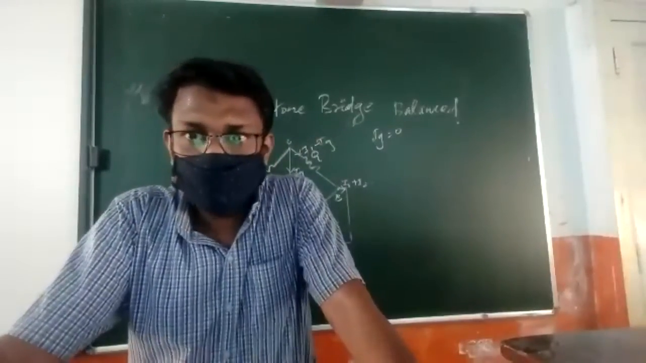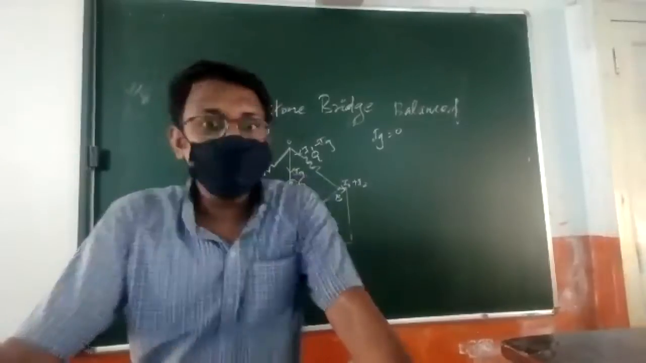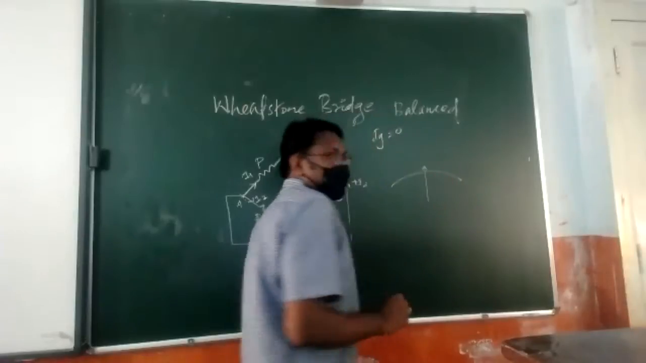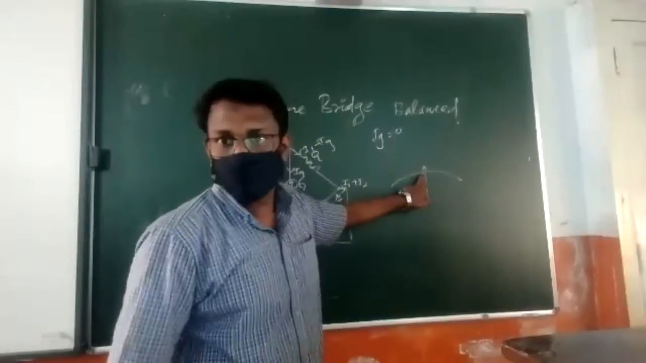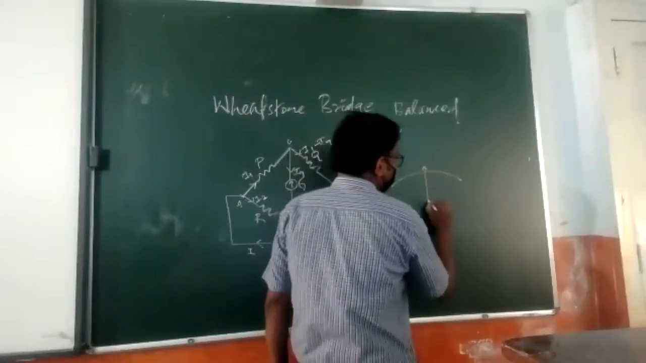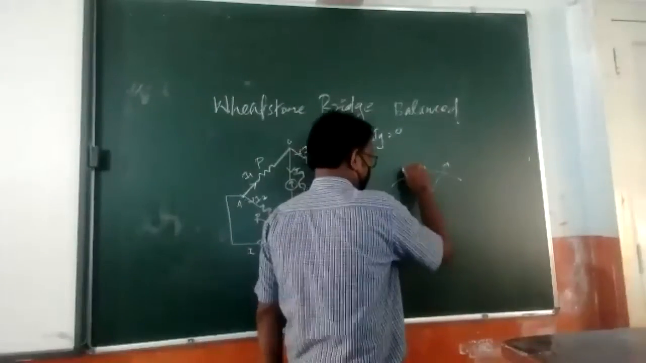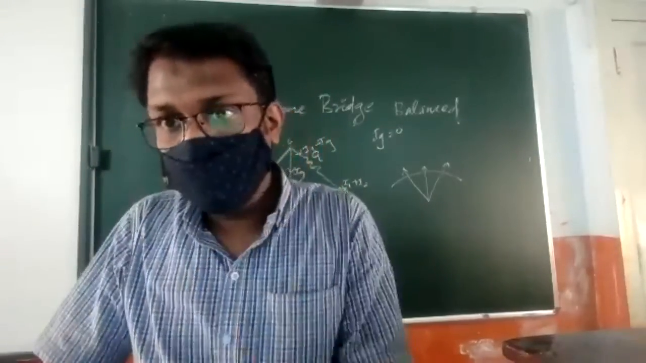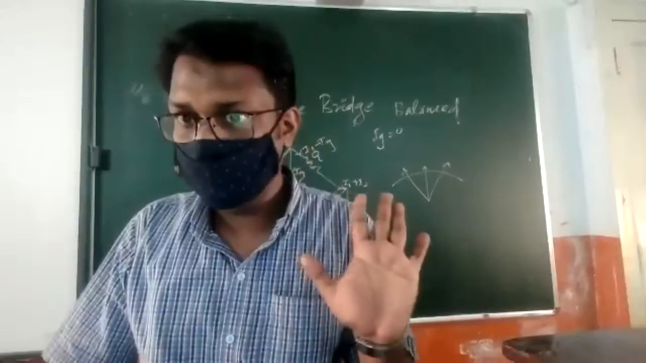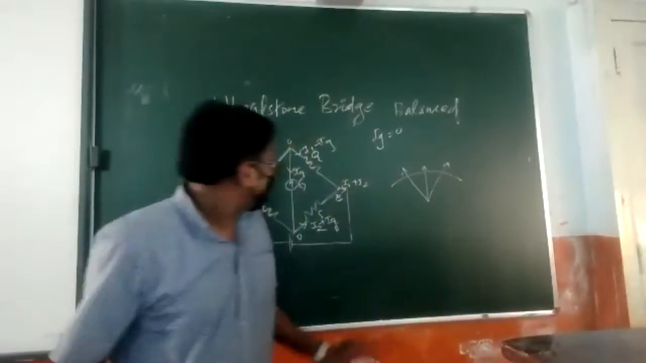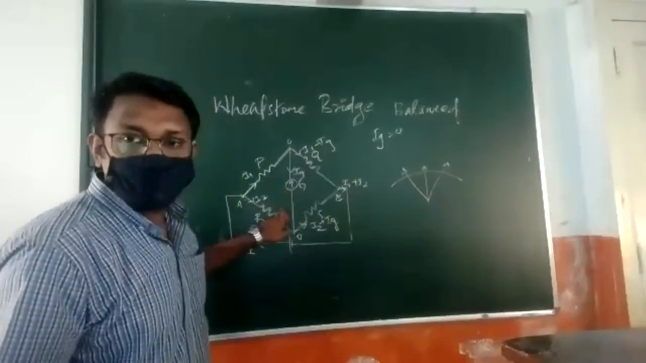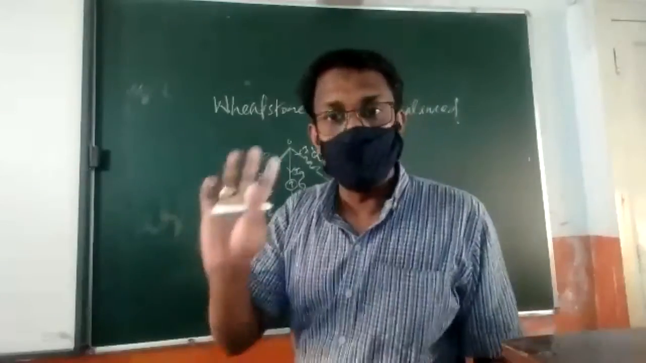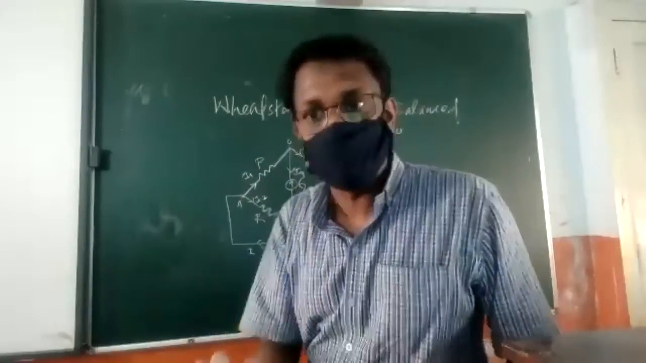Have you seen a galvanometer? A galvanometer has a scale and a needle. Always that needle comes to 0. When a current is flowing through, it will show deflection, right or left depending upon the direction of current. When there is no current, the needle shows 0 at the center. So when the galvanometer connected between C and D is showing 0 deflection, then we can say that the Wheatstone bridge is balanced.